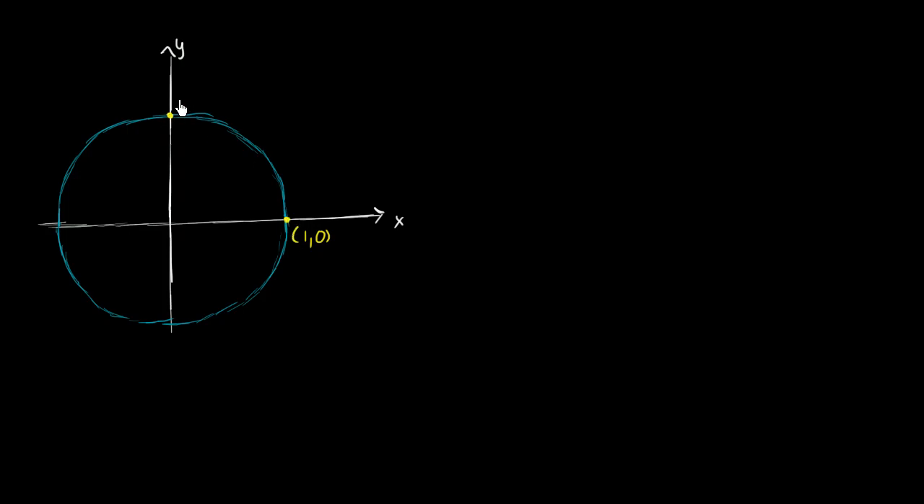This point is the point 0, comma 1. This is the point negative 1, comma 0. And this is the point 0, comma negative 1. The radius over here, the distance from the center of the circle, which is at the origin, to any point on the circle, I should say, this radius is equal to 1. So the unit circle definition of trig functions leverages this unit circle. That's why it's called the unit circle definition.